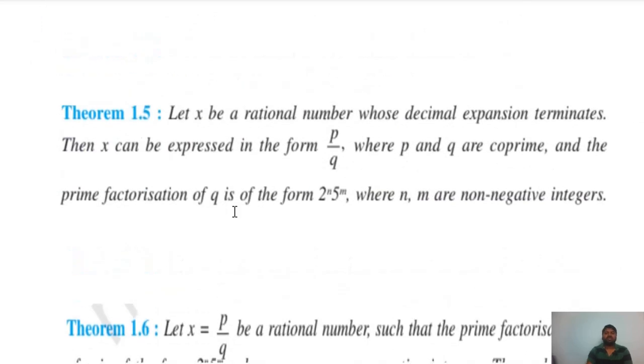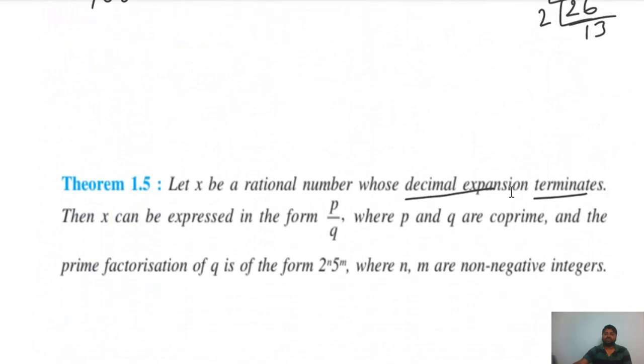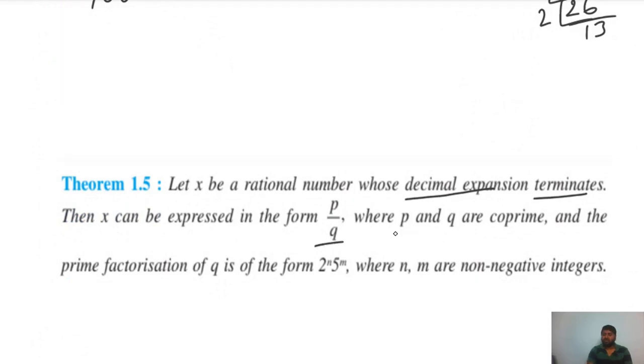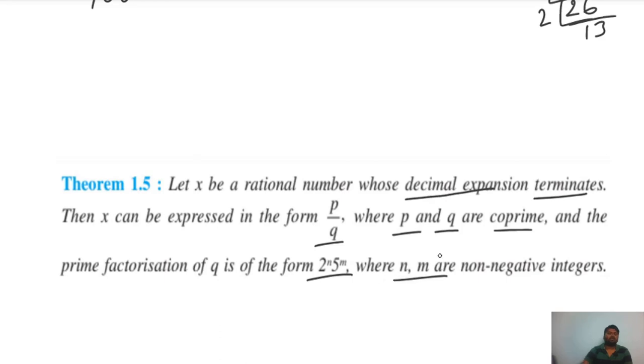Let x be a rational number whose decimal expansion terminates. Then x can be expressed as p by q, where p and q are coprime. That means p and q have no common factor other than 1. And the prime factorization of q is in the form 2 to the power n, 5 to the power m, where m and n are non-negative integers.